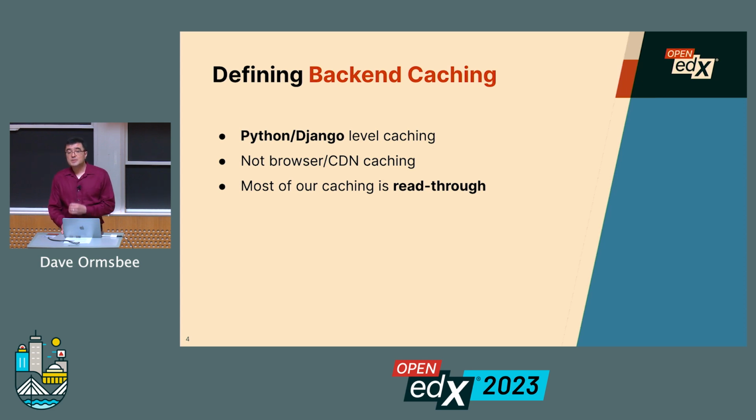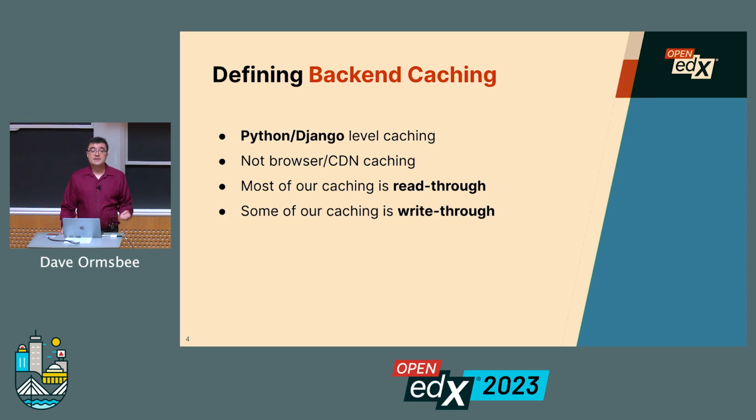Most of our caching that we use in our services is read-through caching, meaning that we look for a value in the cache when we are serving a request. If we don't see that value, we do some recalculation, we stuff that value back into the cache, and then we continue serving the request. Some of our caching is write-through. This means that we put stuff into the cache as soon as we do the writing because we know other things are going to need it later. This happens particularly when it's really expensive, if it takes a long time to do the computation.